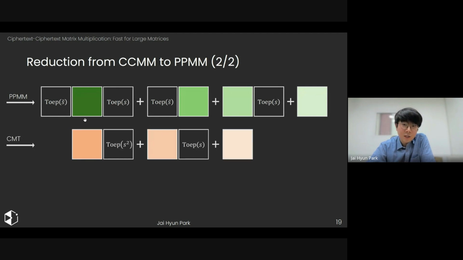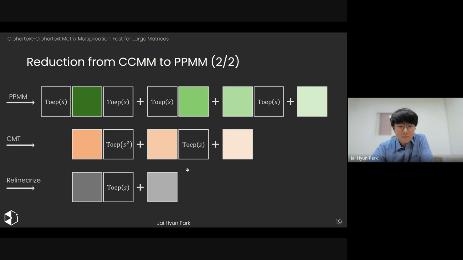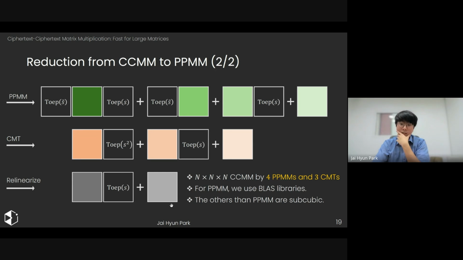After that, we transpose this term and also this term, so we have 2 CMTs to get something like this. And we do relinearize and rescale to get a ring-algebra-based row-wise encryption for the product matrix. So this means that n by n CCMM can be done by 4 PPMMs and 3 ciphertext-matrix transpositions.